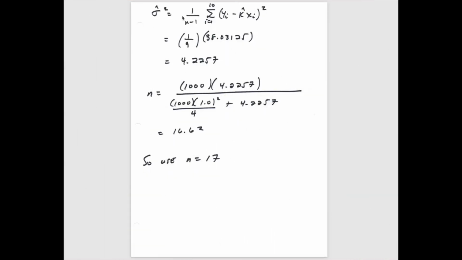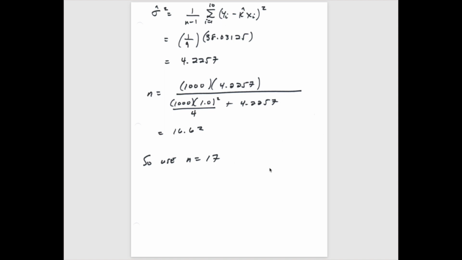Okay, and then the estimate of the population variance is equal to 1 over n minus 1 times that quantity. Remember that n is 10, n prime is 10, and so we have n minus 1 being equal to 9. And so our estimate of the population variance is 4.2257. Plugging that estimate for sigma squared into the sample size formula, we get a sample size of 16.62. And so we would use a sample size of 17.